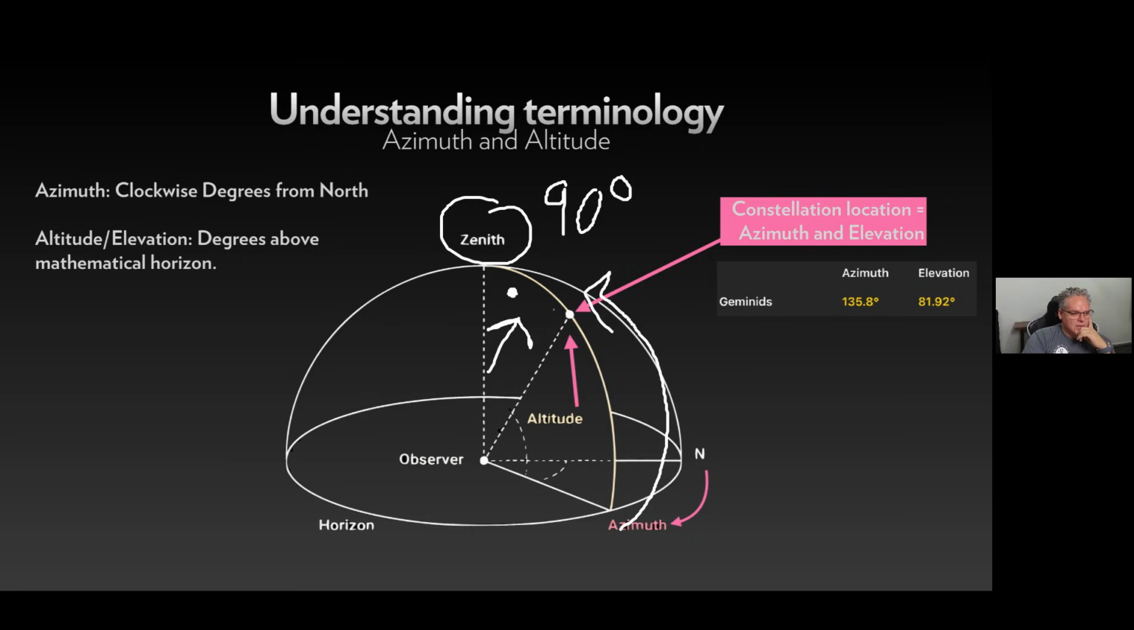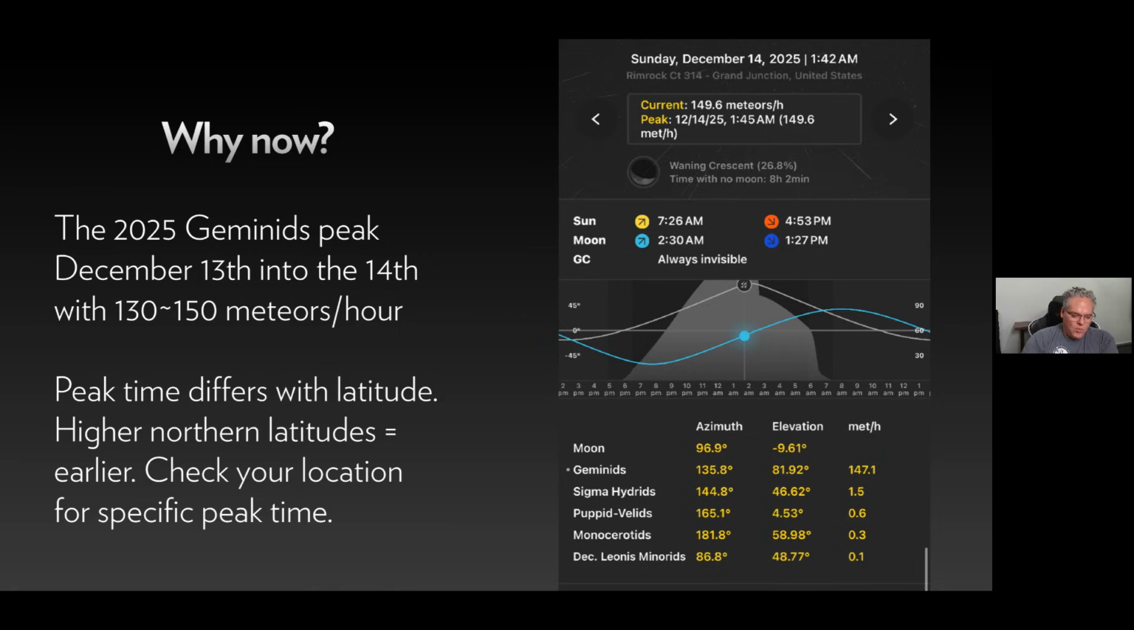So next, now that we talked about those, at peak, the Geminids in my location that I plan on being, Monument Valley, the azimuth is going to be 135 and the elevation is 81.92. So those are important numbers when you're planning. Why do we care right now? Well, we kind of dipped into this already, but with this having 130 to 150 meteors per hour, this is a truly significant meteor shower.